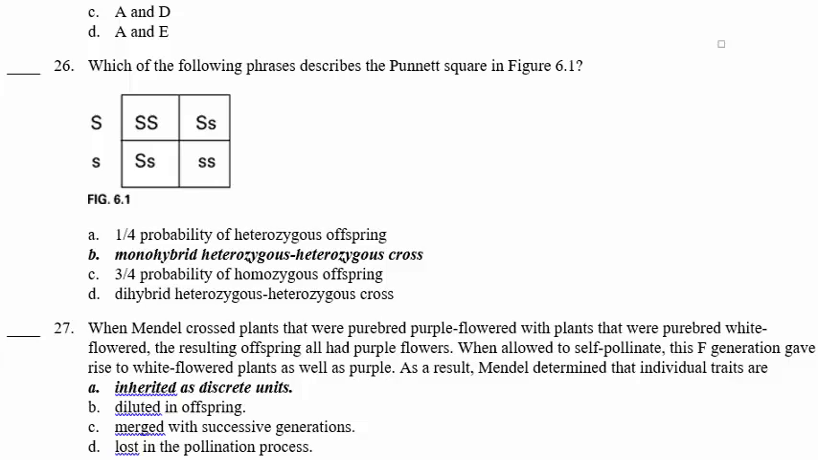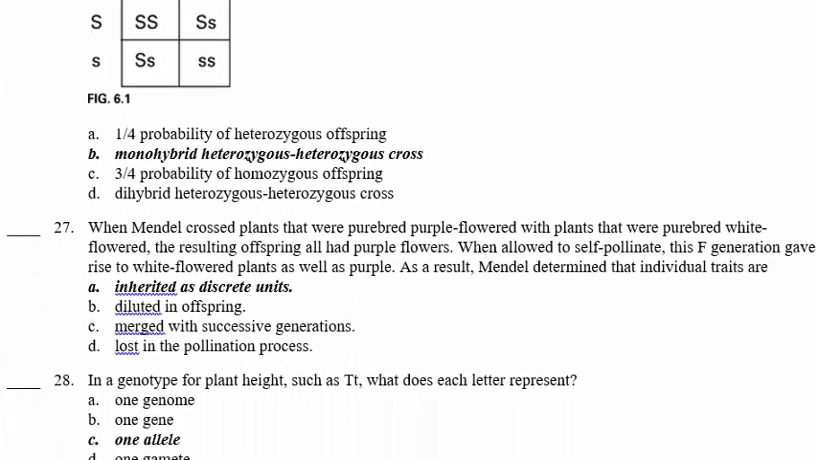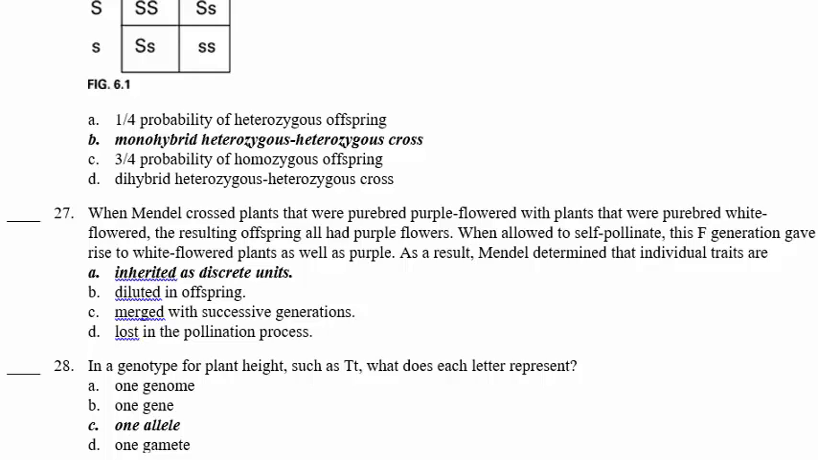27. When Mendel crossed plants that were purebred purple flowers, so purebred purple flower means that they have both the alleles for pure purple, with plants that were purebred white flowered, the resulting offspring all had purple flowers. But this tells me that the purple is the dominant color and the white is the recessive color.